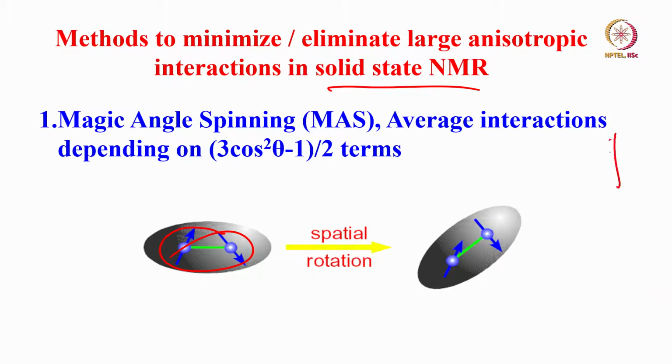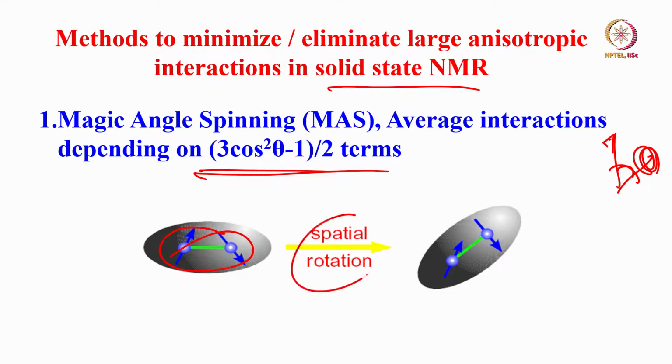At an angle called the magic angle, we put the sample and start spinning it rapidly. What will happen there? I will come to that later. I can put a sample at the magic angle and rapidly rotate it. Then interactions that depend upon the 3cos²θ minus 1 by 2 term can be averaged out. The dipolar couplings, especially the heteronuclear dipolar couplings, depend upon this term, so they can be immediately removed by putting the sample at an angle and rapidly rotating at high speed.